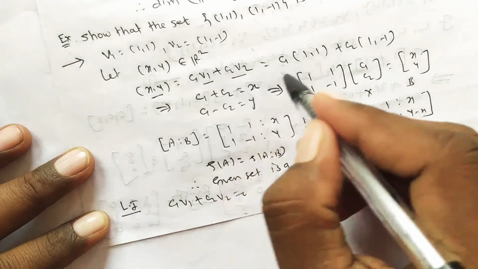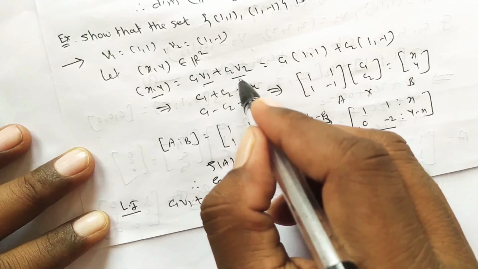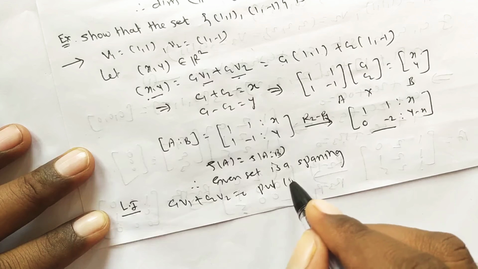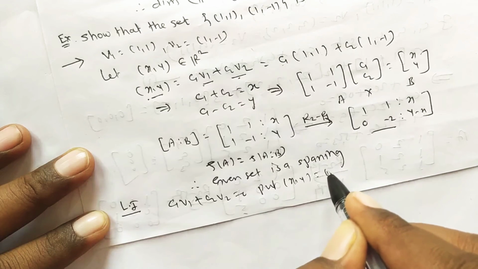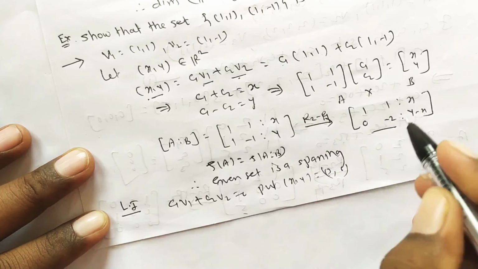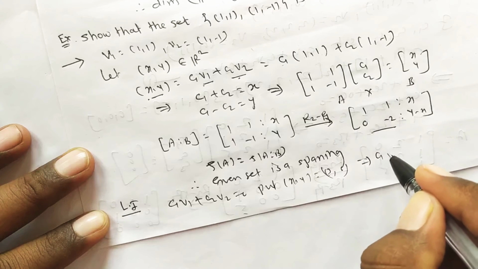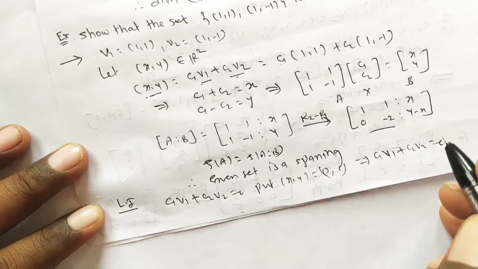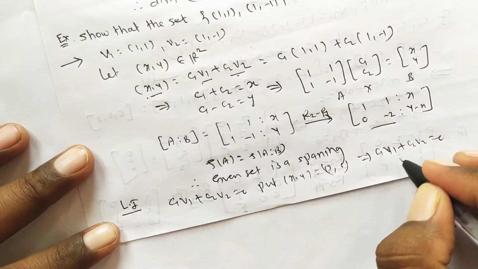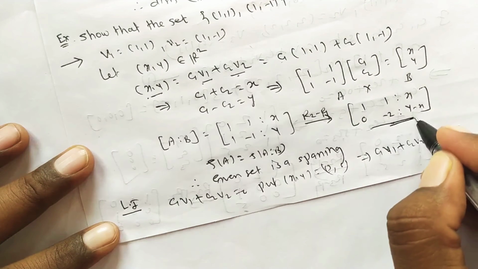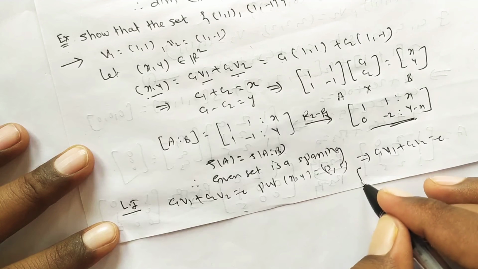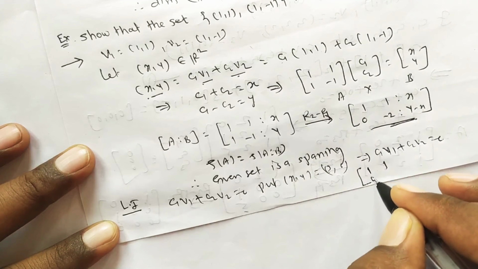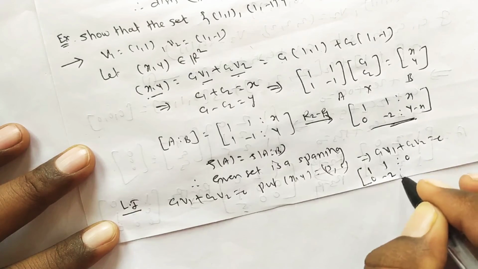And I think from this equation, c1 v1 plus c2 v2 is equal to (x, y). So if we put (x, y) equal to (0, 0) in the spanning set, then we will get c1 v1 plus c2 v2 equal to 0. If we put here v1, v2, and after simplification we get the same matrix here. Okay, so in this matrix if we put x equal to 0, y equal to 0, then we will get the rows 1 1 0 and minus 2 0 0.